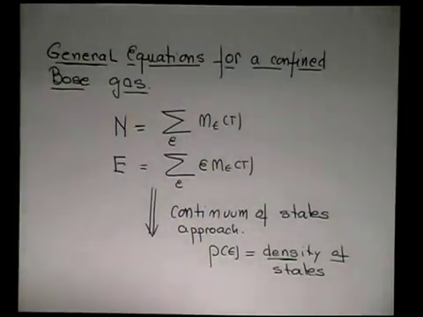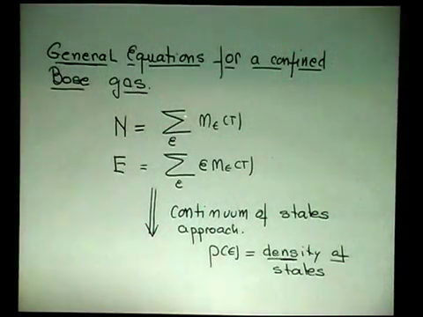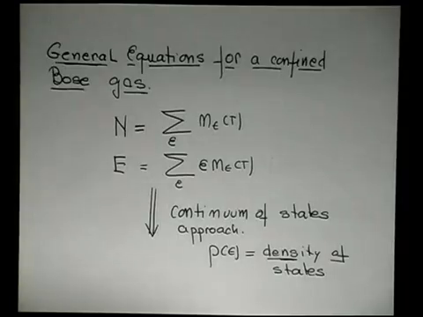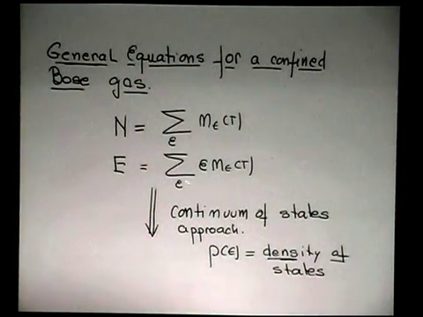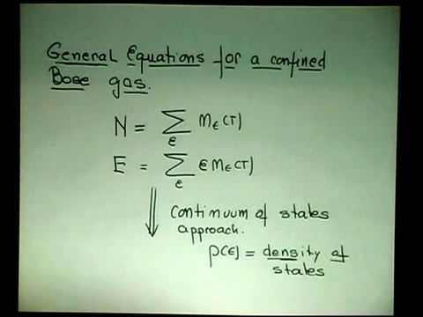So the total number of particles has to be the sum of all the occupations. I have a number of particles in each state. If I add up everything, I end with my total number of particles. And energy is the same, but you introduce the energy of each state in here. Turns out that we don't like to work in that way, or it's not so easy.